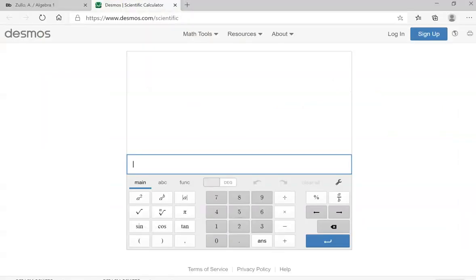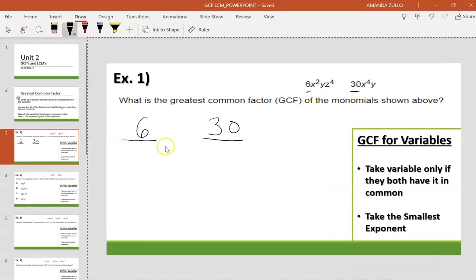So you're going to get your Desmos calculator. The link is on our Teams page or on my website. So open that up so you could play with this. You're going to take your first number, which is 6, and you're going to list all of the factors of 6. Obviously, I think we all know that 1 and 6 are factors of 6, because 1 times 6 is 6. Same with 30. 1 and itself, they're always factors. Okay, so that's easy. Now we're going to look at 6, okay?